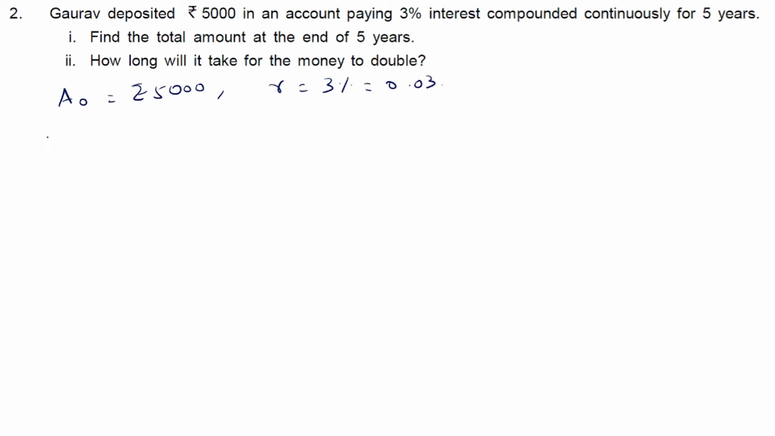And now we know for compound interest the model is given by A equal to A0 into e raised to RT. So this is the model that is used for compound interest. So using this we can find the first subdivision.